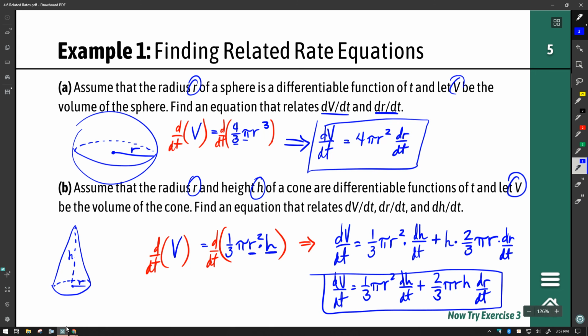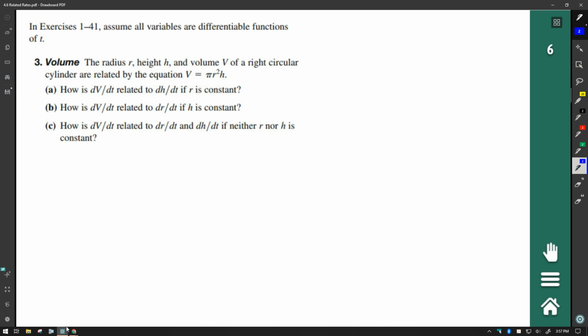Next up is exercise 3 from your book. We worked that one in class. If we haven't yet, we'll save it for class, and that's where we'll stop this video.